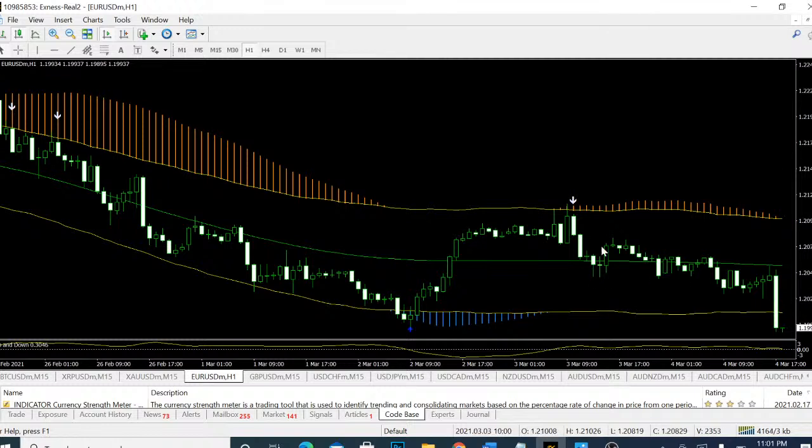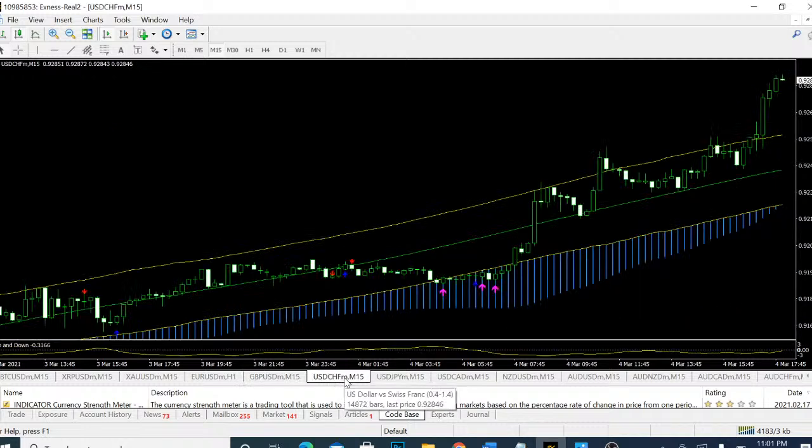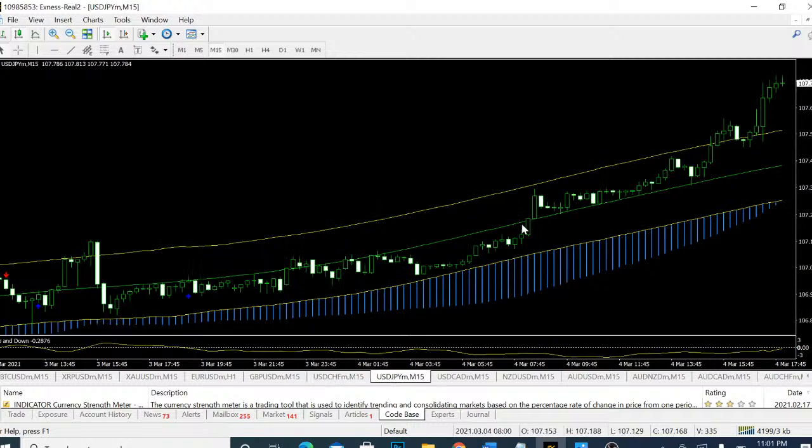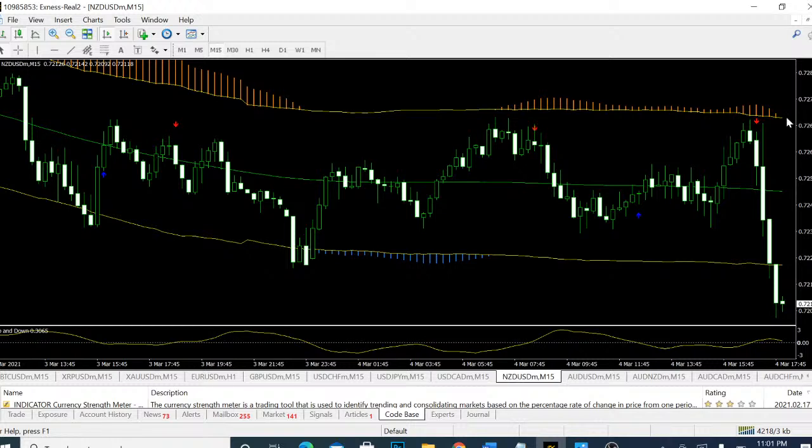chart. Euro USD on the 15-minute chart, no signal on this one. Okay, Great Britain Pound USD, the previous signal was sell, and USD CHF, the previous signal was, I think, buy, because I did not have a recent signal. On the USD JPY as well, no recent signal. So it will give the signal only when it is very sure about a particular trade. So a buy signal was running on USD Canadian dollar, NZD New Zealand, that was a sell signal.